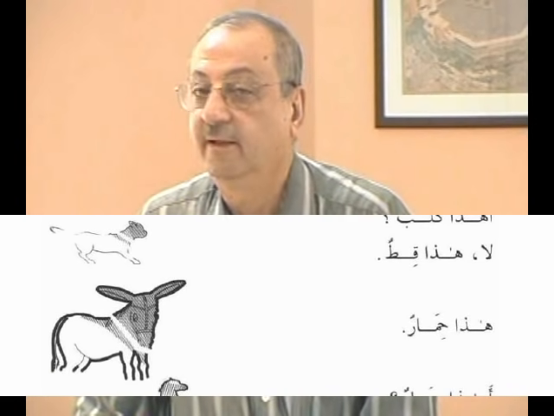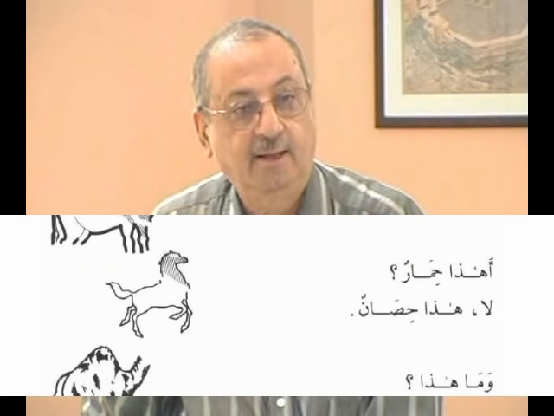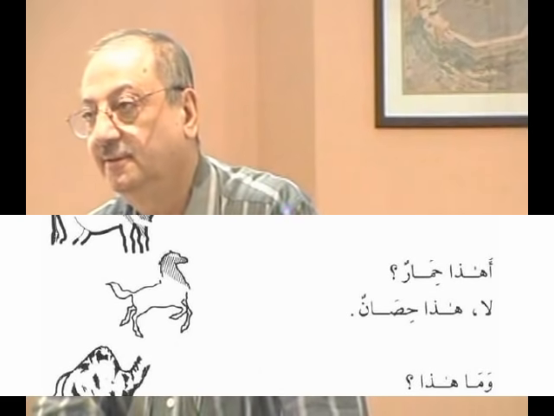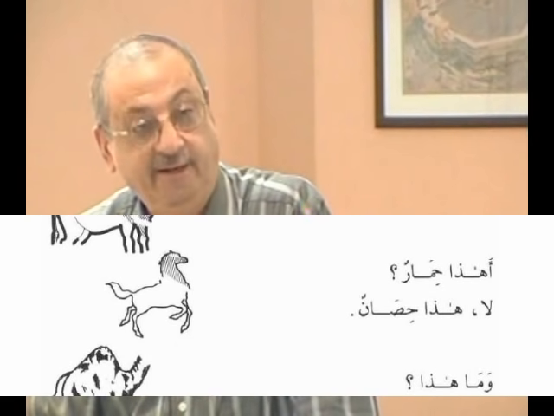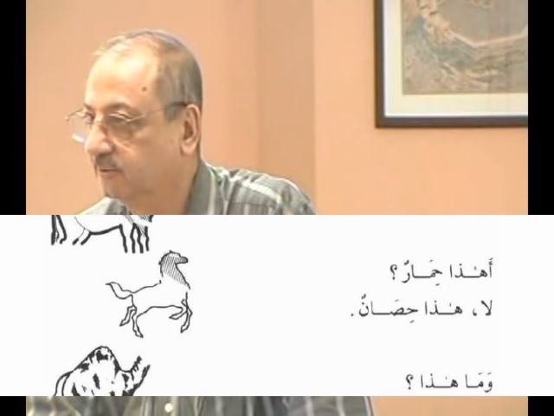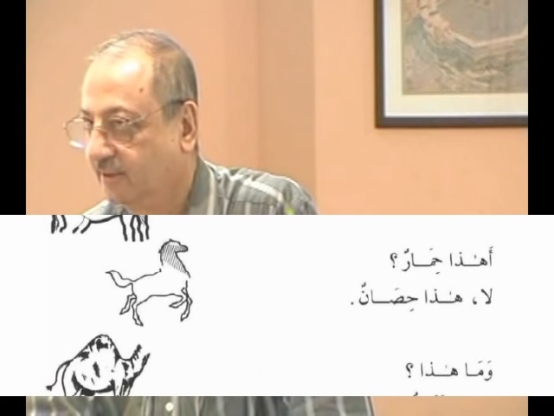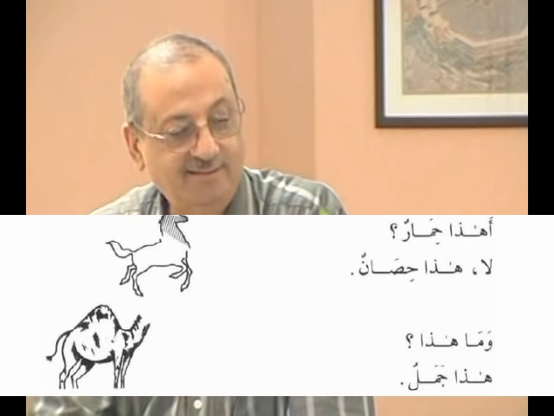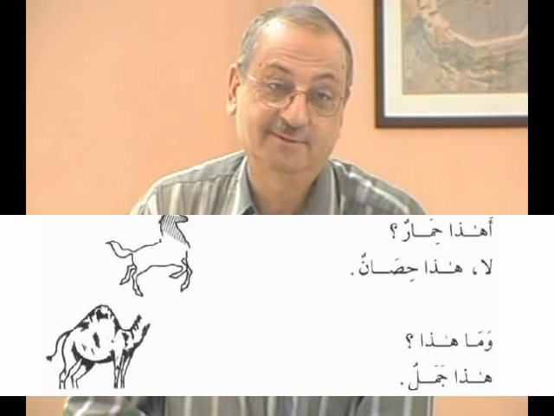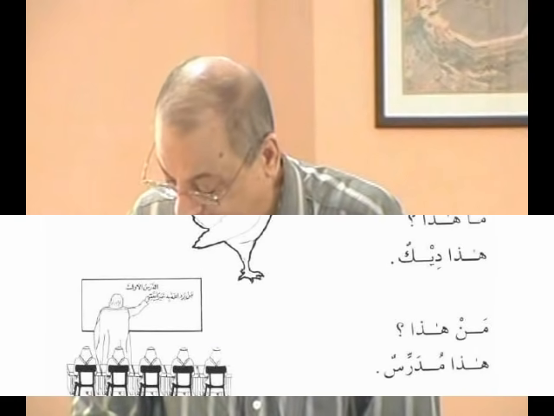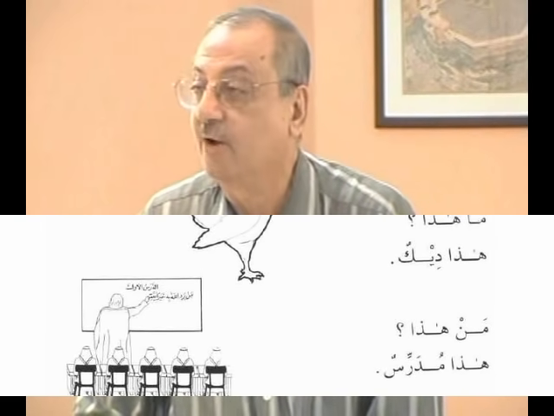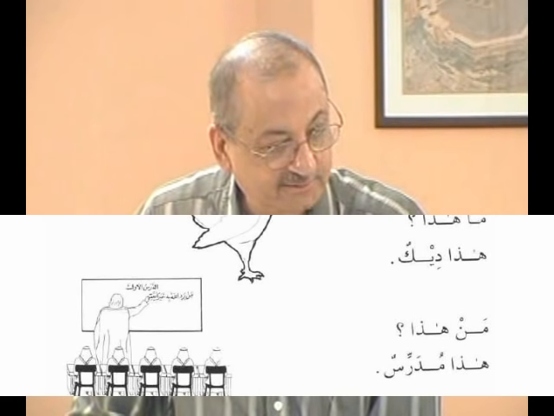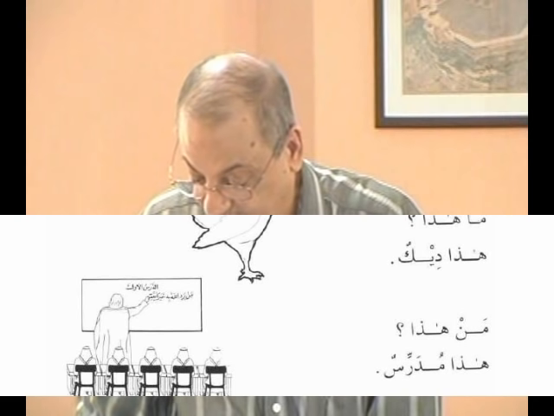Haza himarun. Okay, brother. Haza himarun? La. Haza hisanun. All these vocabs, you must do at home. Donkey, horse. Okay. Ma haza? Haza jamalun. Got the idea, brothers and sisters? Now next page, brother. Ma haza? Haza dikun. Rooster.